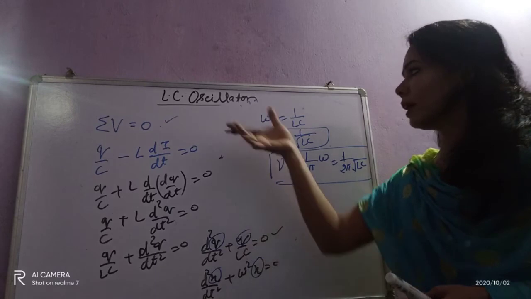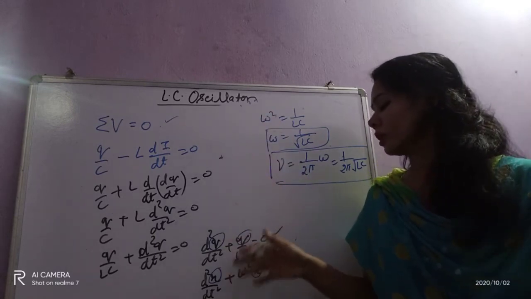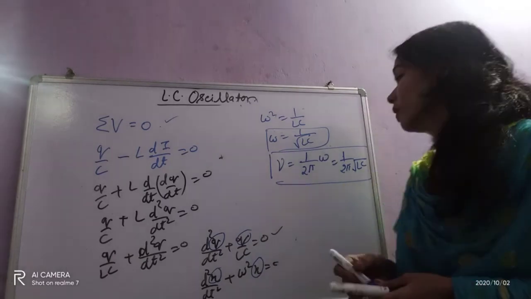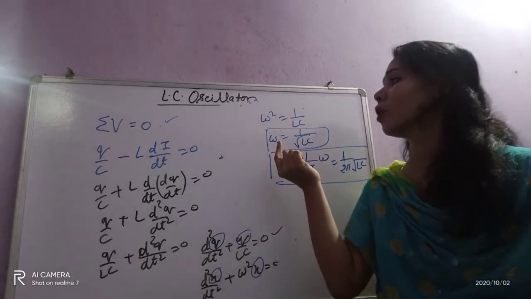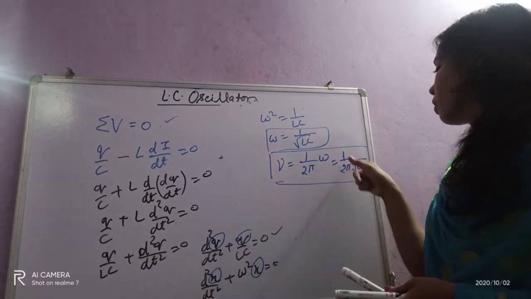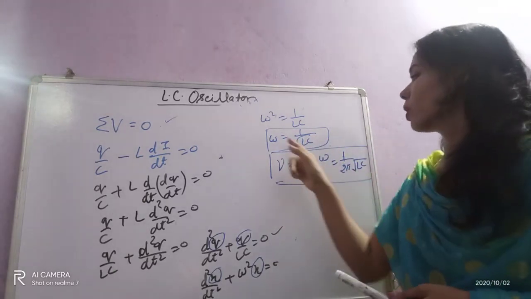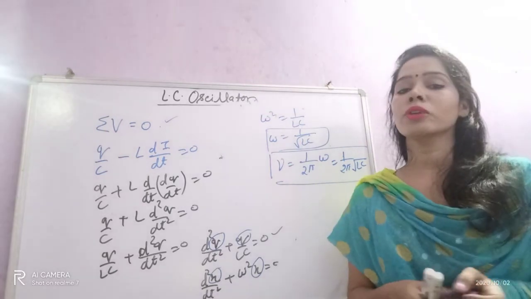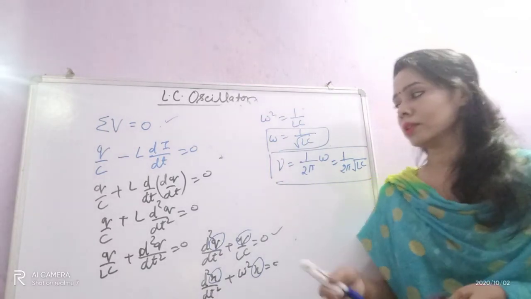We have shown that in the LC oscillator, charge is oscillating, and the electric and magnetic field is also oscillating, and the frequency of that oscillation is 1 upon 2 pi root over LC. Okay, and the angular frequency is 1 upon root LC. Okay, am I clear to all of you? I think it is clear.